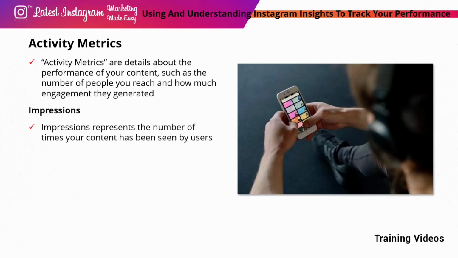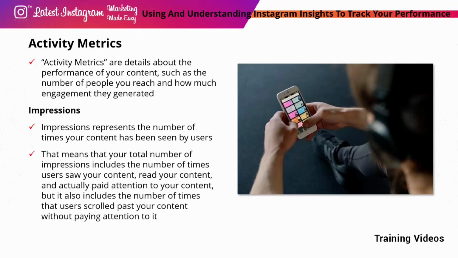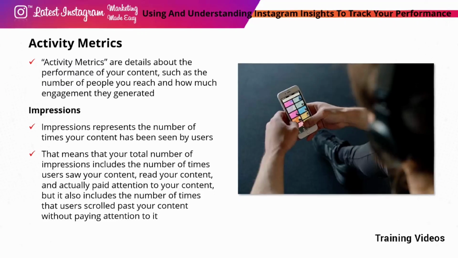Impressions. Impressions represents the number of times your content has been seen by users. This is a relevant metric because it includes all kinds of views. That means that your total number of impressions includes the number of times users saw your content, read your content, and actually paid attention to your content. But it also includes the number of times that users scrolled past your content without paying attention to it. It also includes the number of times that people visited your profile or saw your content through a direct message. In other words, you can use this metric to determine how many times people have seen your profile and your content across all possible placements.